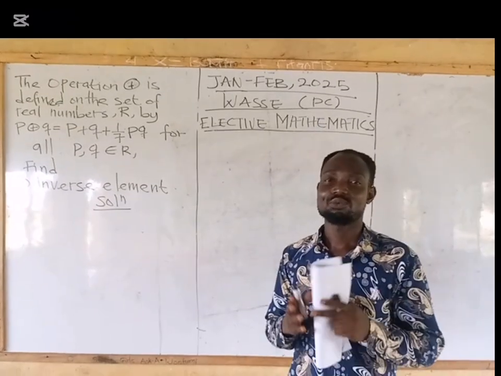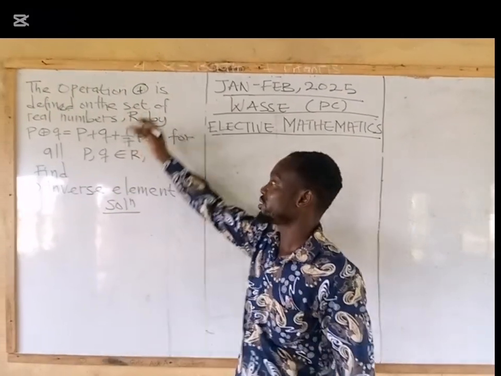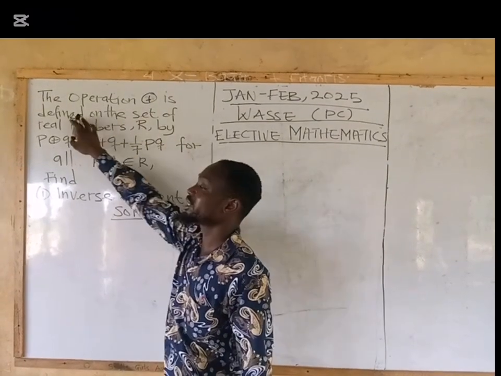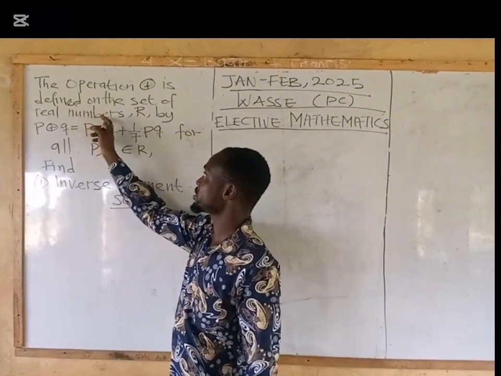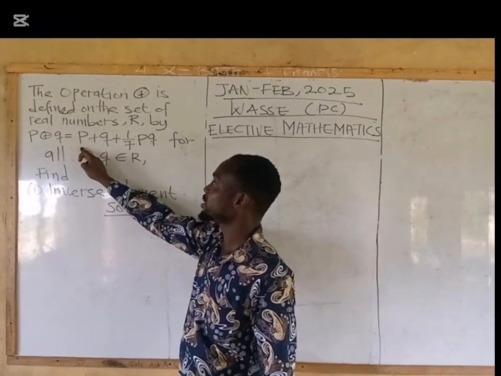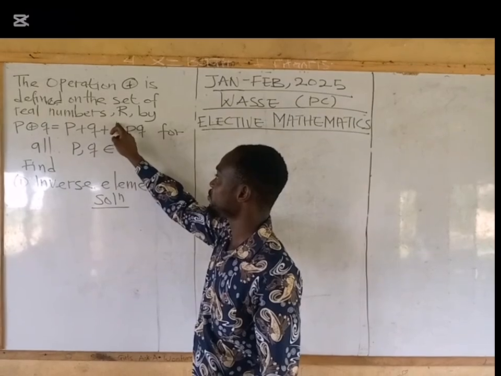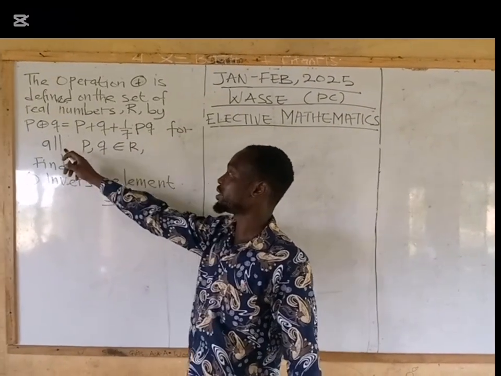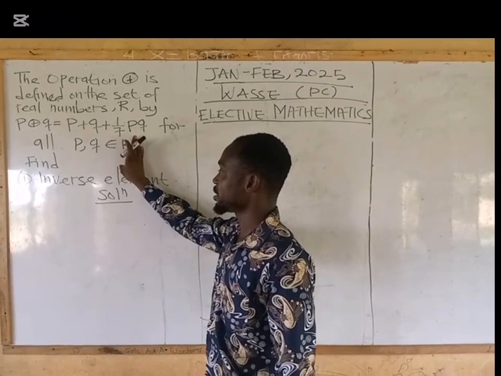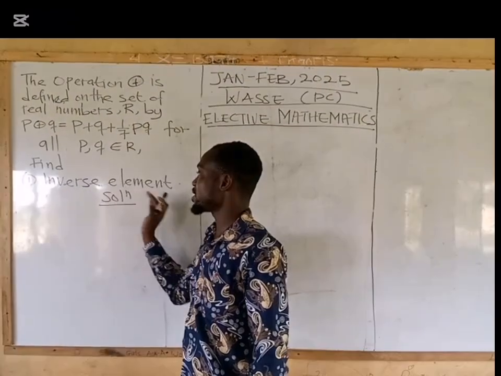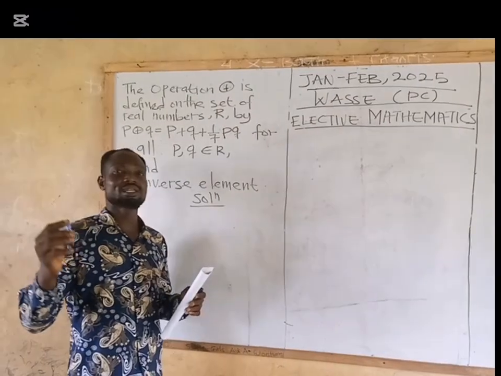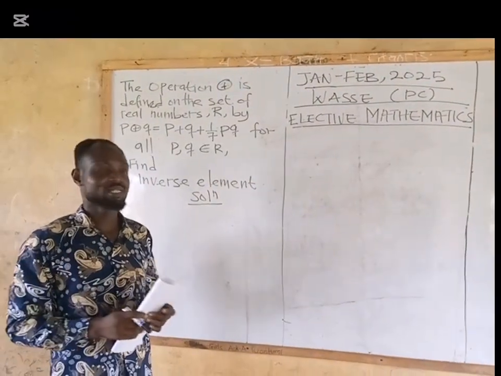You're going to solve another WASSCE past question. So here is the question. The operation is defined on the set of real numbers R by P operation Q equals P plus Q plus 1 over 7 PQ, for all real numbers P and Q belonging to R. Find the inverse elements. Now, to find the inverse elements, we have to first find the identity element.